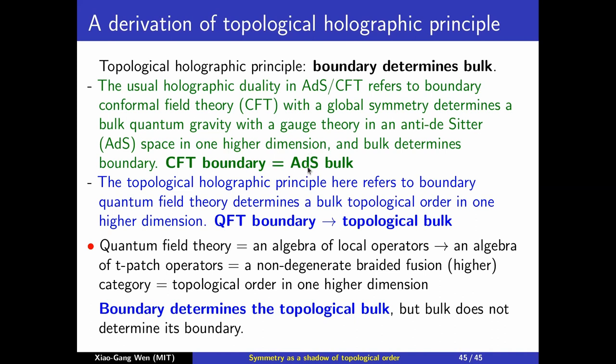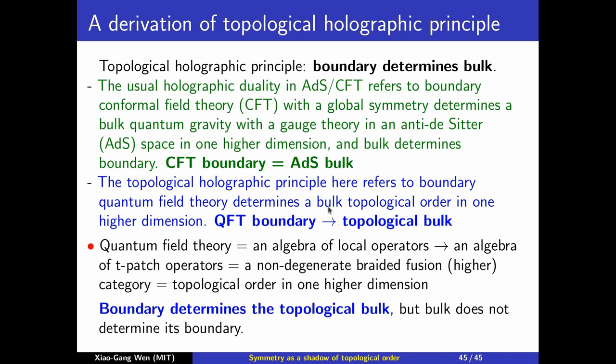Then in the AdS/CFT duality, this energy scale is mapped into a coordinate in the extra dimension. In the extra dimension, far away from the surface is infrared, and closer to the boundary you get more and more ultraviolet. So this extra dimension is one higher dimension that encodes the energy scale. And from this point of view, our original theory and the bulk theory are the same thing. The bulk theory just parameterizes the energy scale differently.